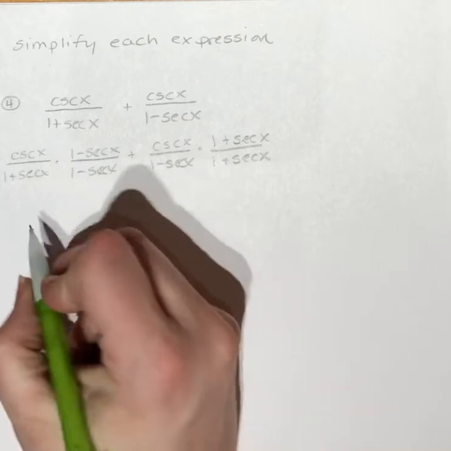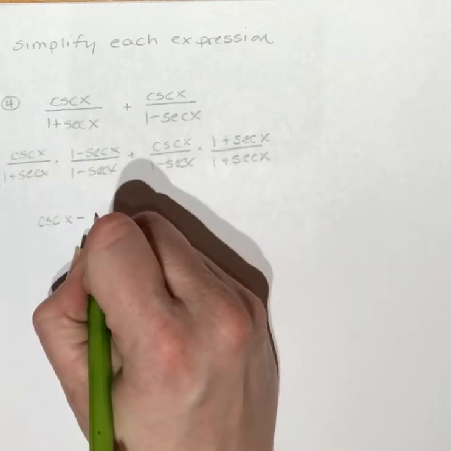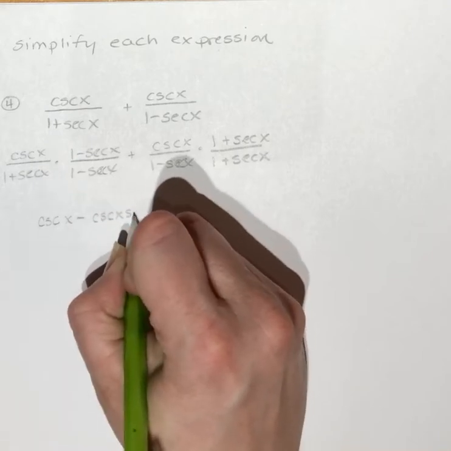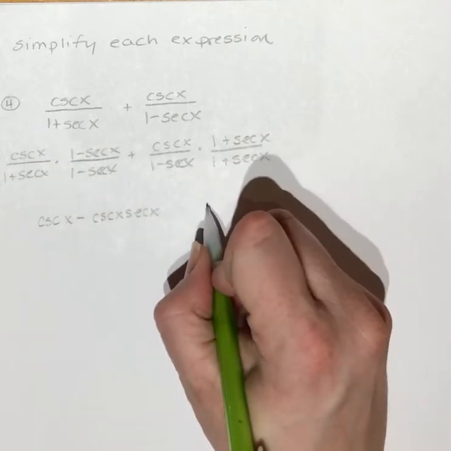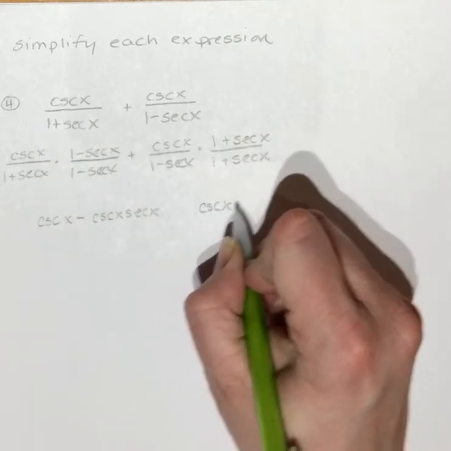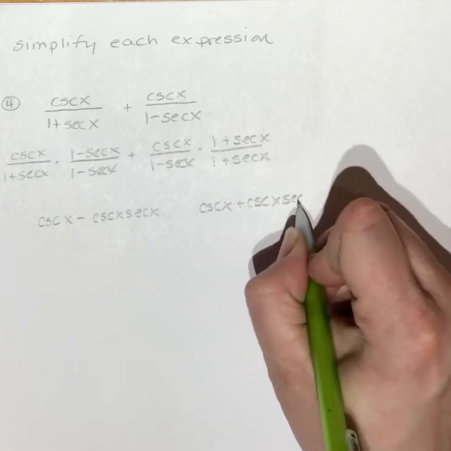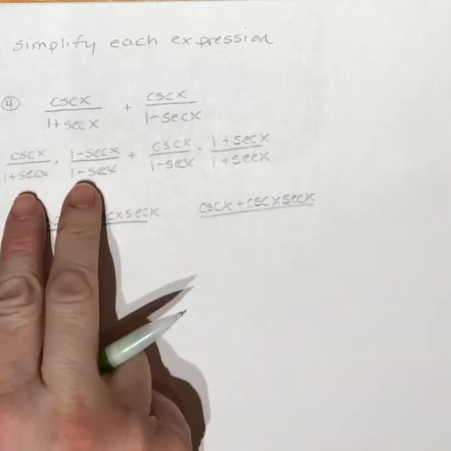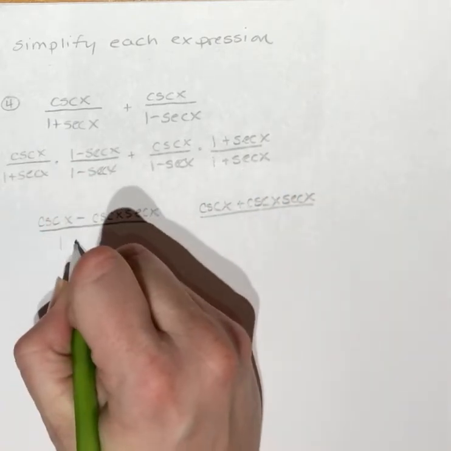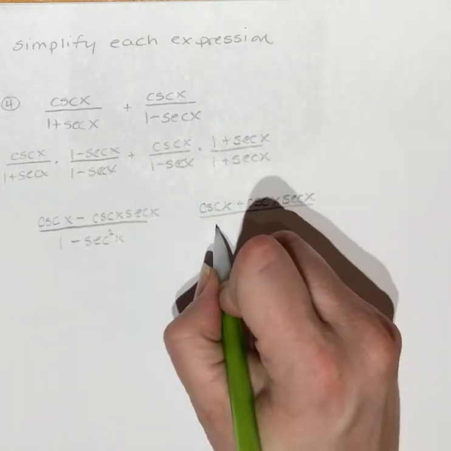So what that gives me on top here is the cosecant of x minus the cosecant of x times the secant of x. And then this one over here is going to give me the cosecant of x plus the cosecant of x times the secant of x. Each of these is going to be over the same thing. I'm going to have 1 minus the secant squared of x.